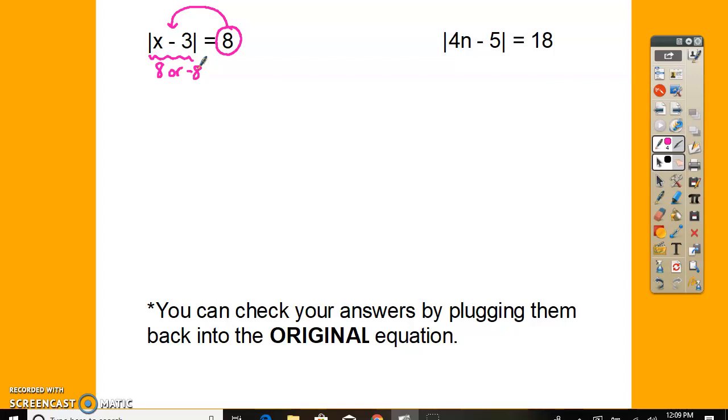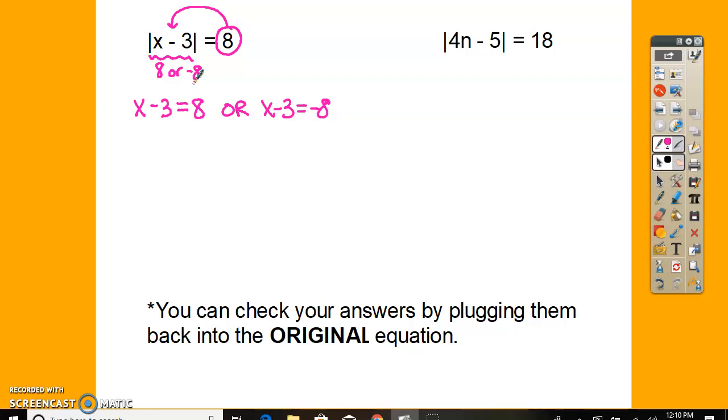So I pull the expression out from the absolute value bar. My expression was x minus 3. That x minus 3 could have equaled positive 8, or x minus 3 could equal negative 8. That entire inside of the absolute value had two possibilities, 8 or negative 8. Now you have to solve both of those equations. In this case, these are both just one-step equations.